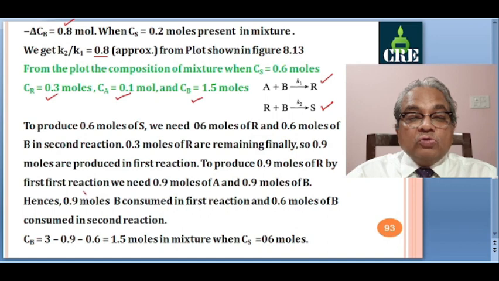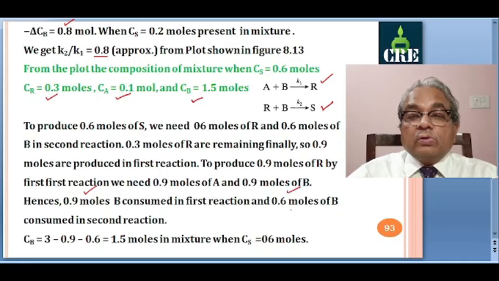So 0.9 moles of B consumed in the first reaction, and in the second reaction 0.6 moles of B are consumed. So total 0.9 and 0.6, 1.5 moles are consumed. So you start with 3 moles. So 3 minus 0.9 minus 0.6 is 1.5, and we have seen that it matches the value from the figure also. So when CS is equal to 0.6, then CB is 1.5, CA is 0.1 and CR is 0.3.